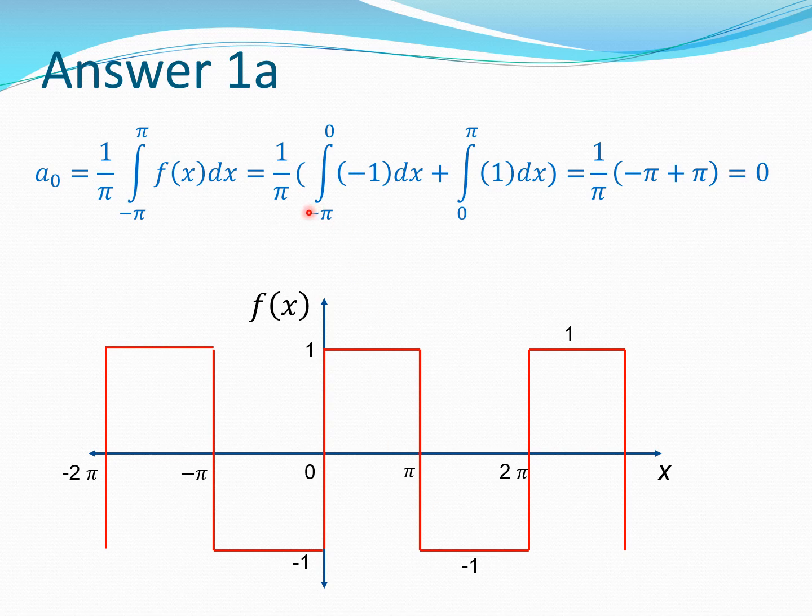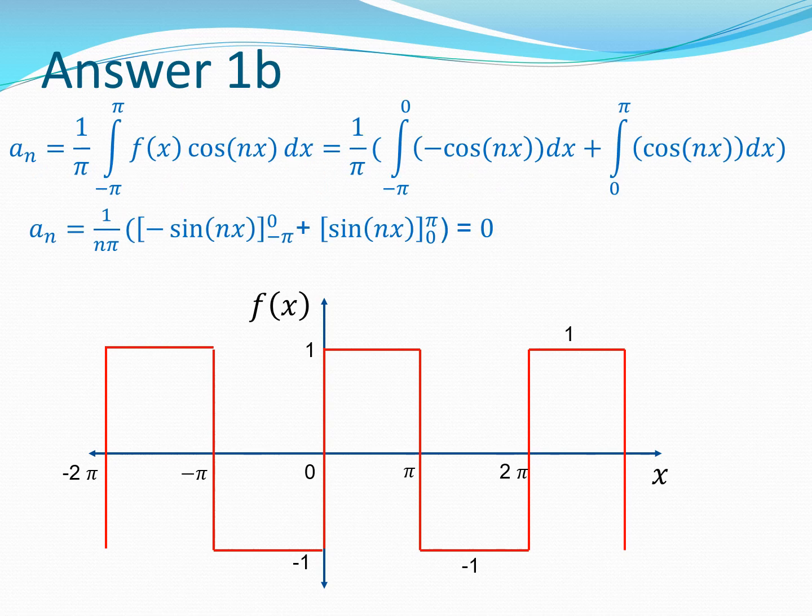So we can split this into two parts. We can write this integral as the term from negative pi to 0, that is this part, and here the value of the function is minus 1, so I have put minus 1 here. The second part is from 0 to pi, and here I have put 1. So we can easily write this as 1 by pi, and then I get this term here, minus pi plus pi, and so this particular coefficient a0 comes out to be simply 0 for this problem.